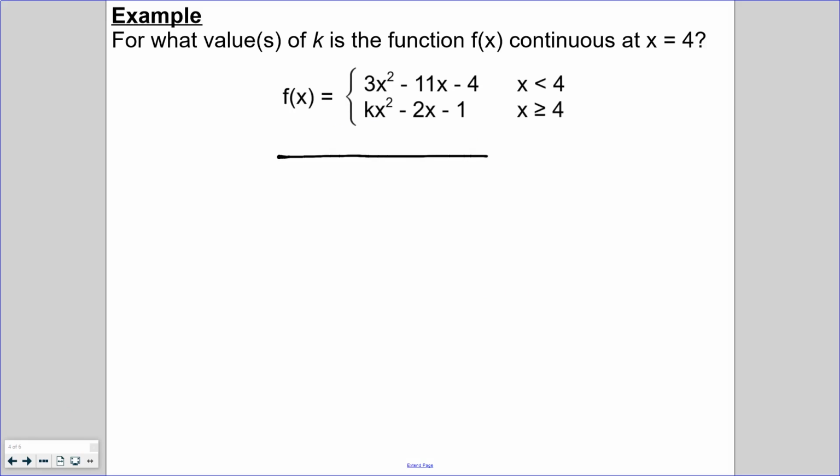So first thing first, I'm going to draw my number line and plot my expressions, with 4 being the a value. When x is less than 4, we are going to use the expression 3x squared minus 11x minus 4. So shade in that piece of the graph. And then when x is greater than or equal to 4, I'm going to use our second expression, kx squared minus 2x minus 1.